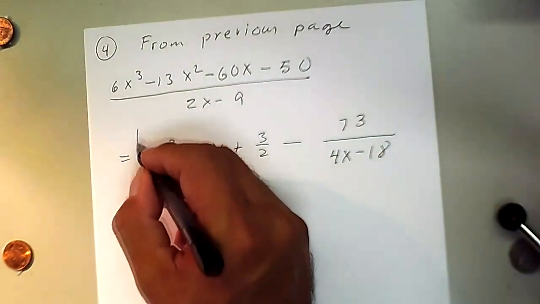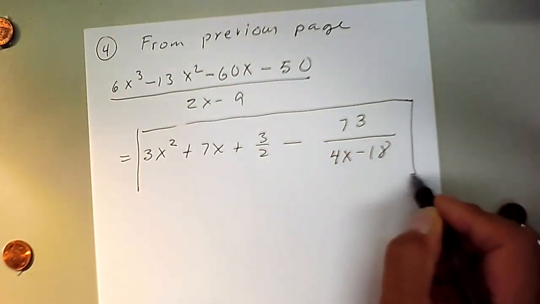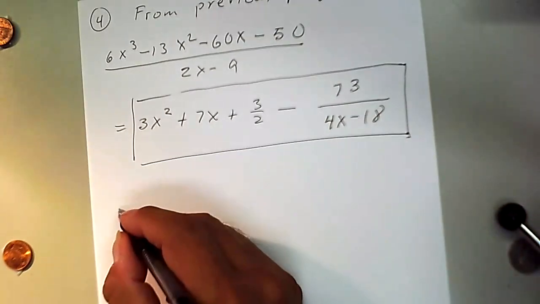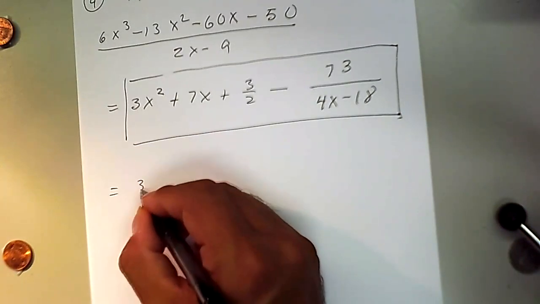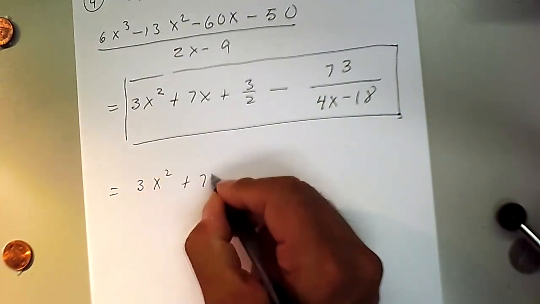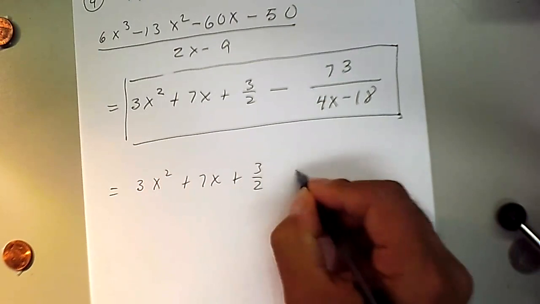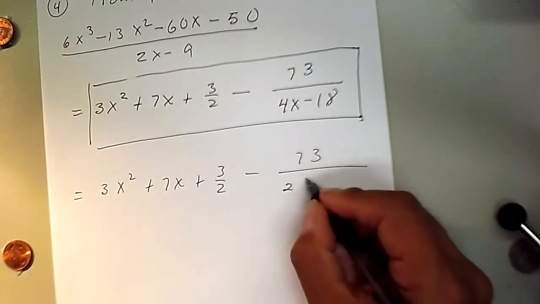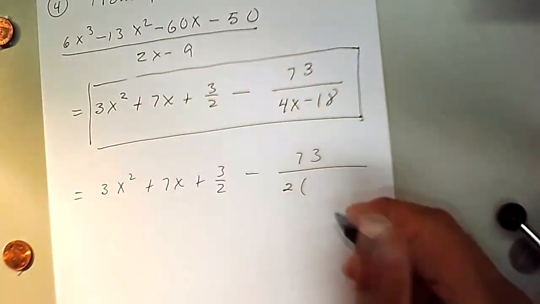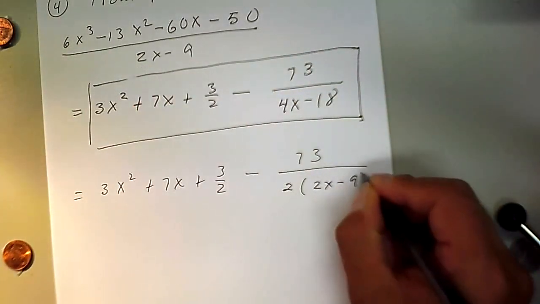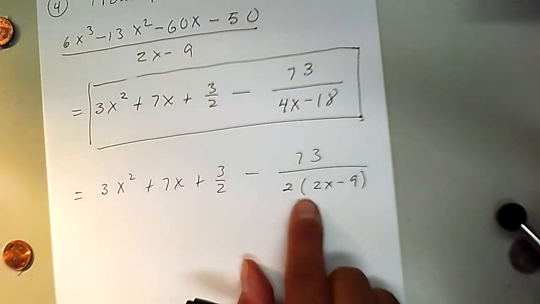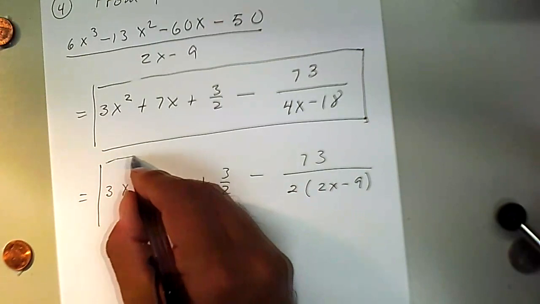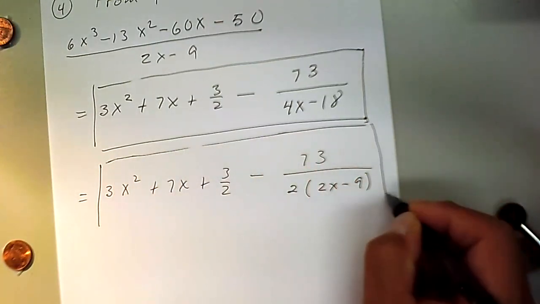So this is what I would call an acceptable simplified answer for this quotient, or I would also accept things like 73 over, and then the 2 times the original 2x minus 9. It is not necessarily clear which one is simpler. It depends on what the instructions of the particular problem say.